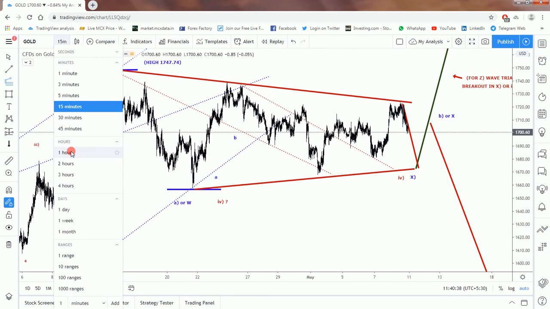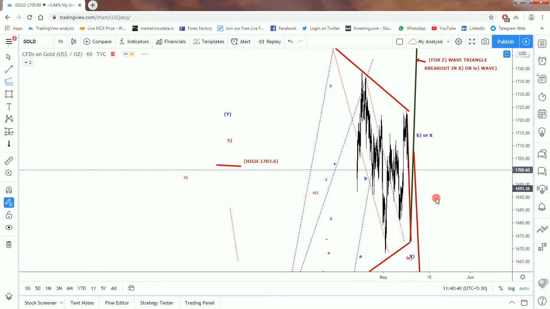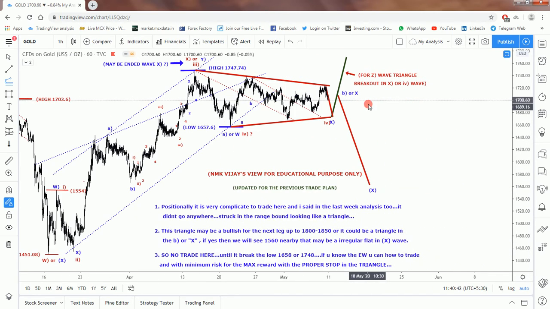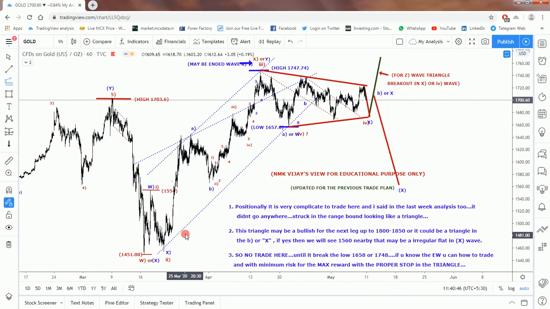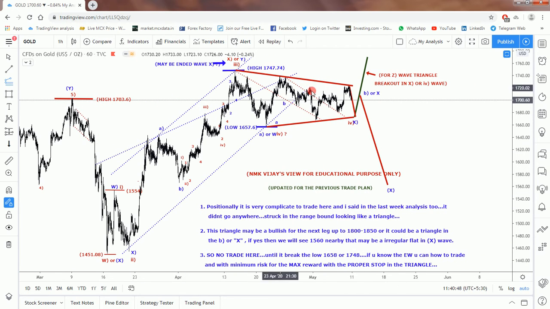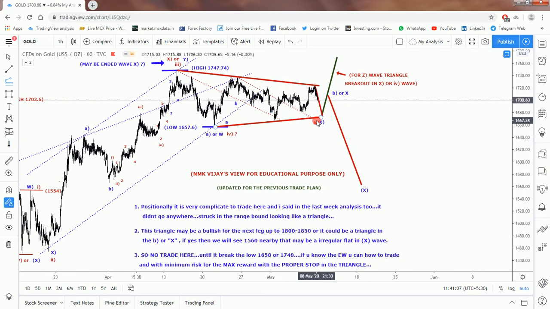Right now I'm watching the same thing I explained. If you want that fully positional view, just have a look at my previous video. So whether it is an X, it's completed here and we are in the Z wave, or if it is in W and we are in the irregular flat of X, can't say anything. So according to UJ and UHF, it has to decline from here.